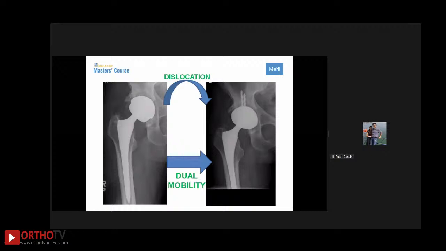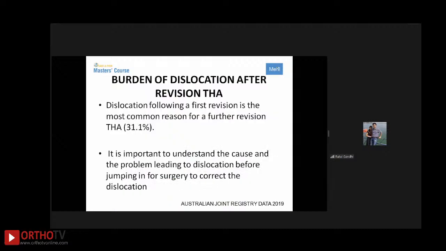In hindsight, we think that we could have prevented this dislocation catastrophe by using a dual mobility hip initially, as we had done a thorough debridement and the abductors were quite damaged during the revision surgery. So we thought that we could have avoided this complication and directly used a dual mobility hip. If you see the dislocation burden, it is very common after the first revision, and dislocation is the most common reason for a redo revision surgery in approximately one in three cases.